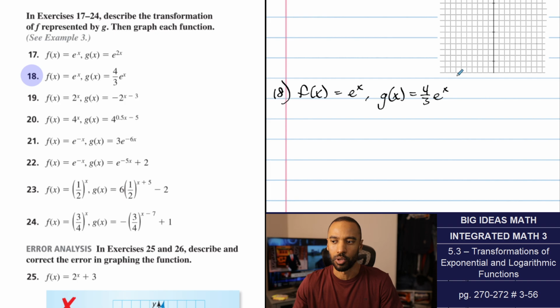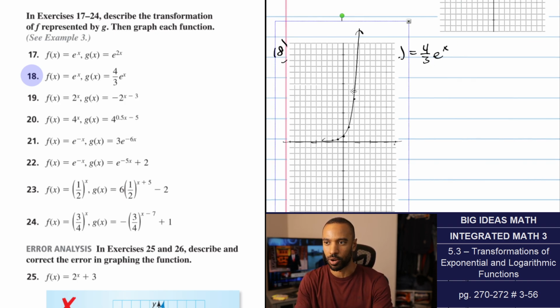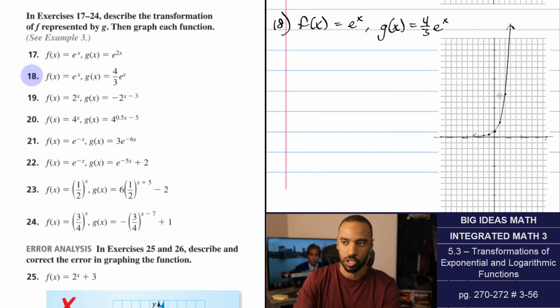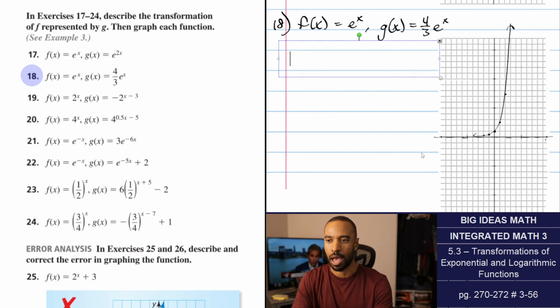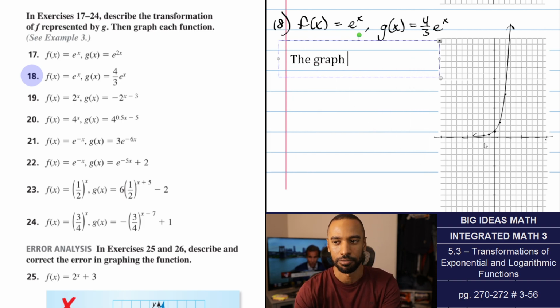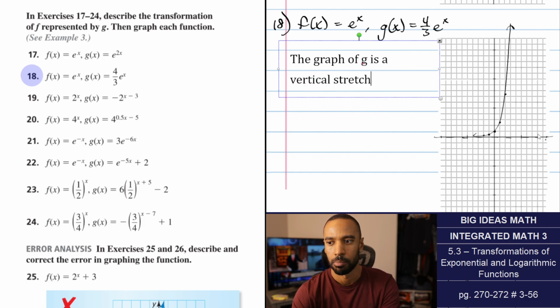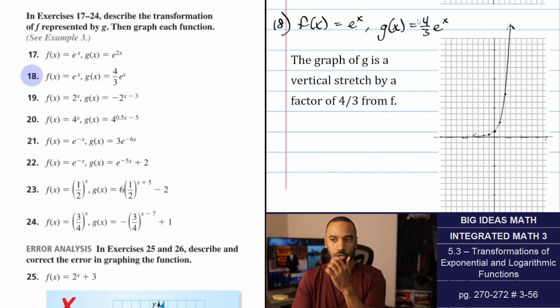And honestly, they would use a calculator as well, or they just say just graph it from the graphing calculator. I just don't know what their full intentions are with this. If this was not an e, I'd be a lot happier even with the 4/3. But the graph of g is a vertical stretch by a factor of 4/3, about 1 1/3, 33% larger than it was before.